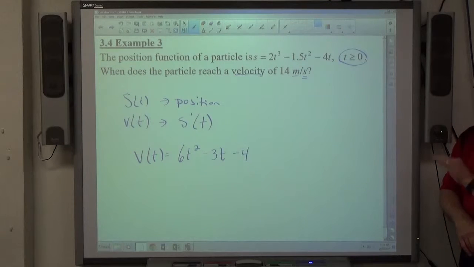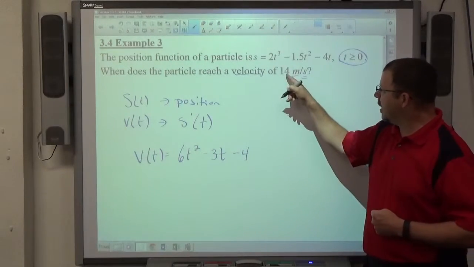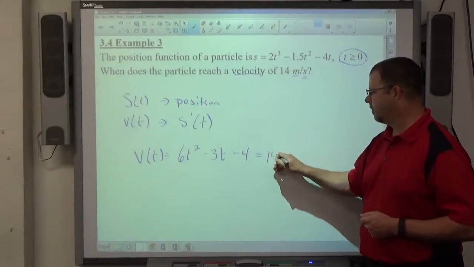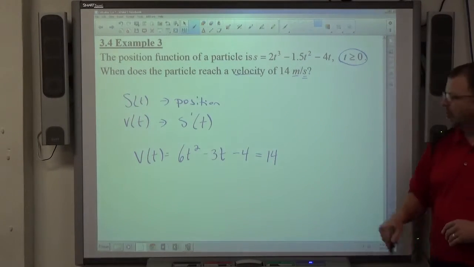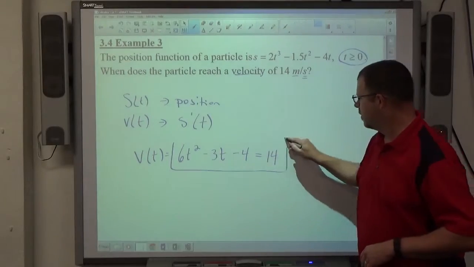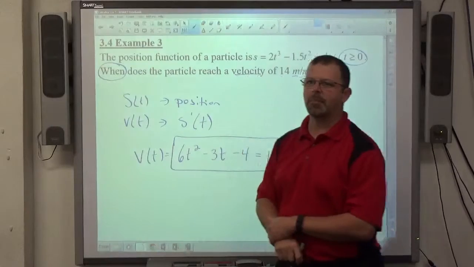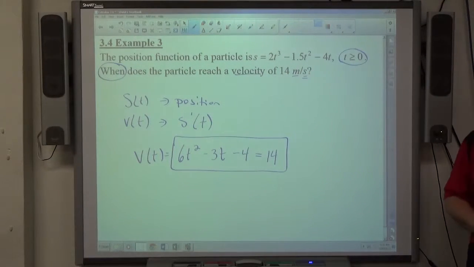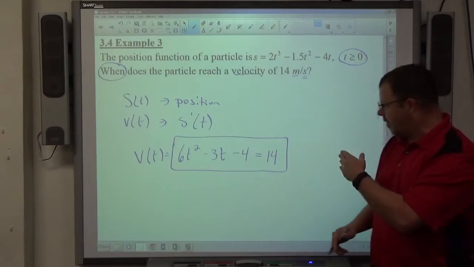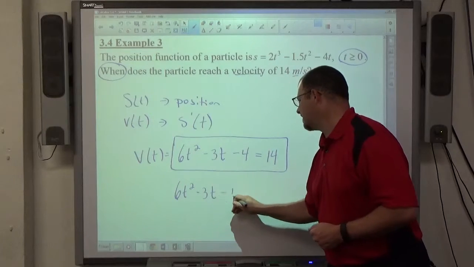All right, the question asks, when does the particle reach a velocity of 14 meters per second? This is the velocity at any given time t. I want it to equal 14 meters per second, so set the velocity equal to 14. I'm looking to solve this equation for t, because t is when it happens. We're looking for the t value that creates that exact velocity. It's quadratic, so I get it equal to 0 first: 6t squared minus 3t minus 18 equals 0.